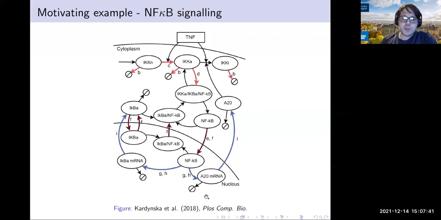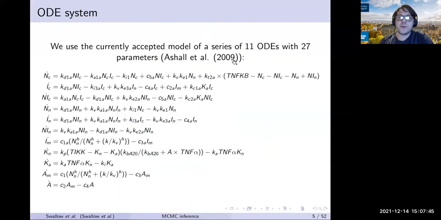So this model here was produced back in 2018, or actually a slightly earlier version in 2009. This is the system of ODEs that we're interested in working with. There's lots of models being proposed for the system, but arguably this is the kind of gold standard. It consists of 11 different variables.